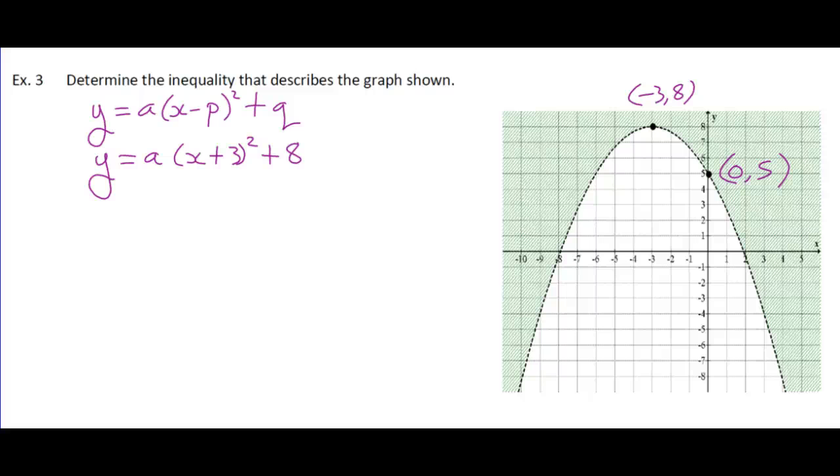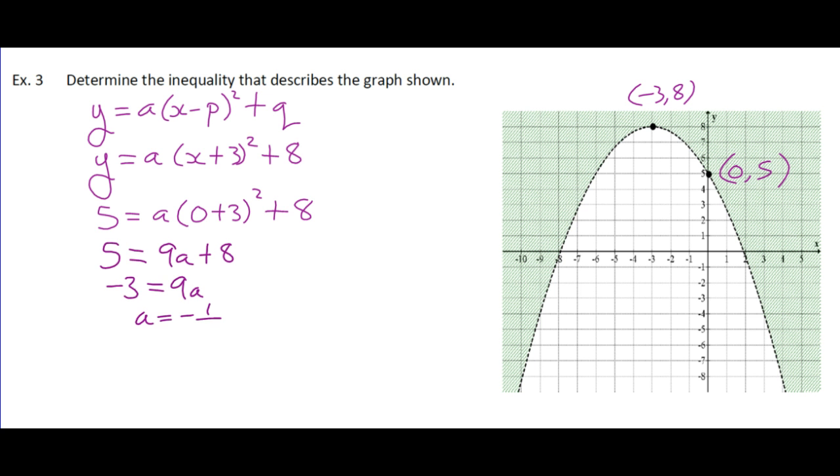Now, we know that, if I go over 3, I should be going down 9, but I'm going down less, so it's really like -1/3. So let's just work it out so we can show algebraically. Okay, so we're going to put in 5 for y, and 0 for x. And we get 5 is 9a plus 8. -3 is 9a, and so a is -1/3. Okay, that makes sense, right? Because if I went over 3, I should have gone down 9, but I've gone down 3, so it's 1/3, and it's going down.